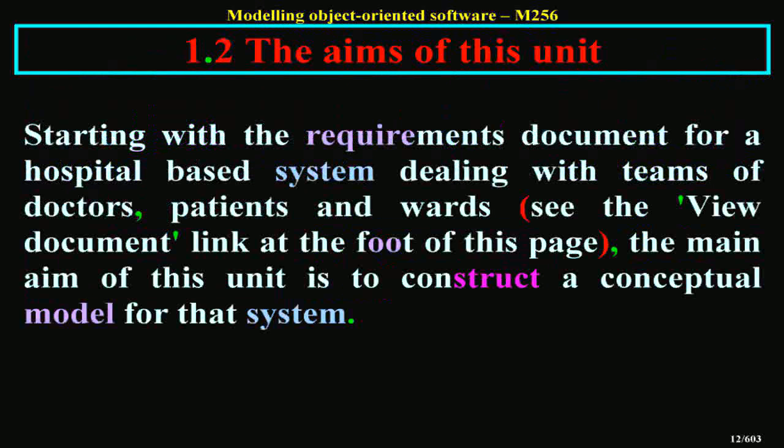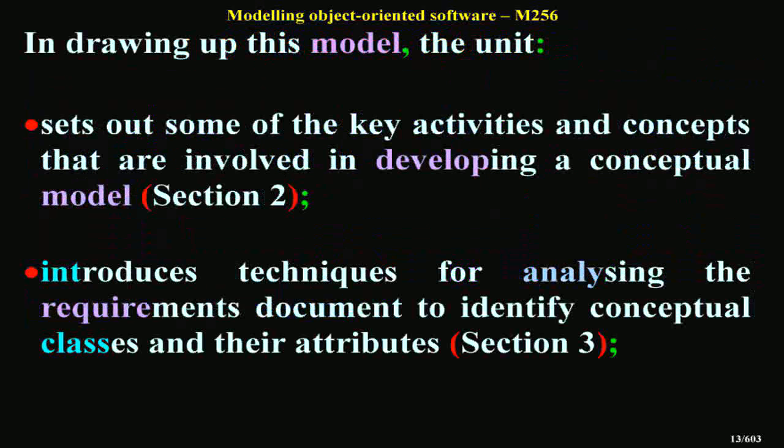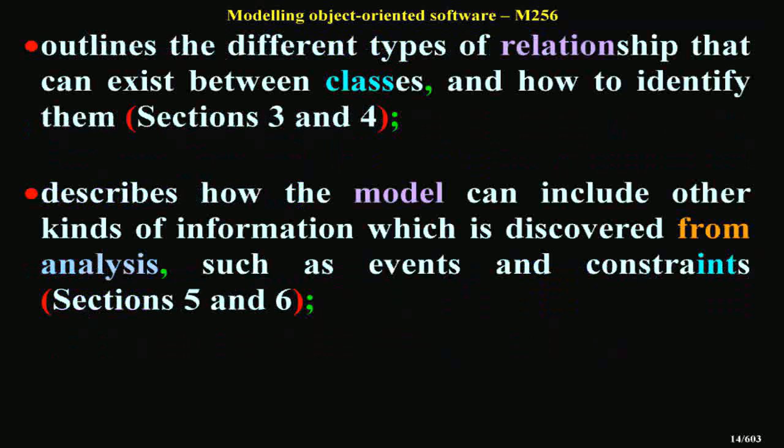Starting with the requirements document for a hospital-based system dealing with teams of doctors, patients and wards, see the view document link at the foot of this page. The main aim of this unit is to construct a conceptual model for that system. In drawing up this model, the unit sets out some of the key activities and concepts that are involved in developing a conceptual model. Section 2 introduces techniques for analyzing the requirements document to identify conceptual classes and their attributes. Section 3 outlines the different types of relationships that can exist between classes and how to identify them.